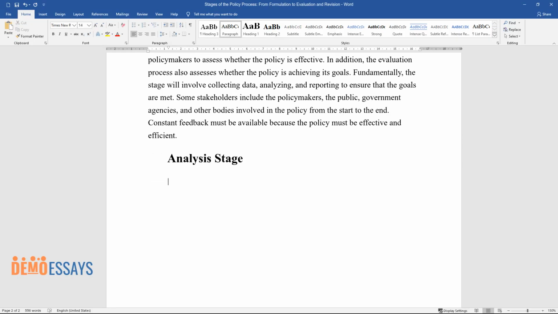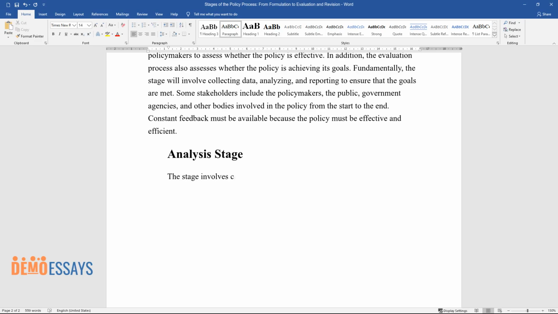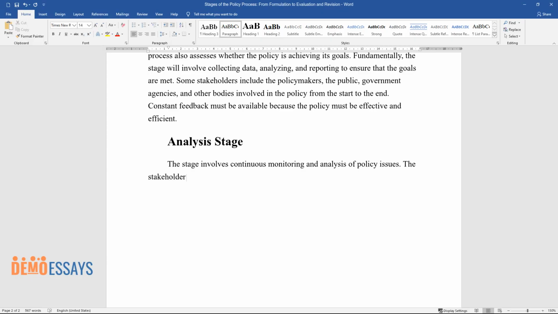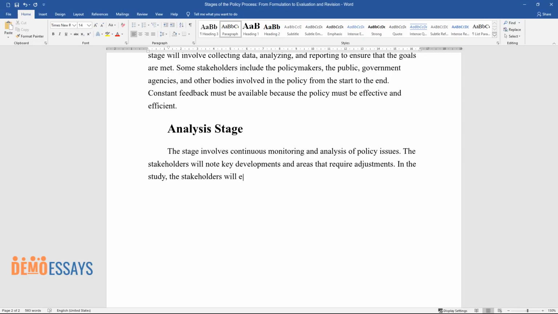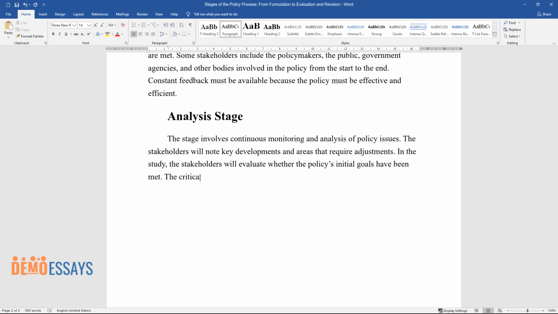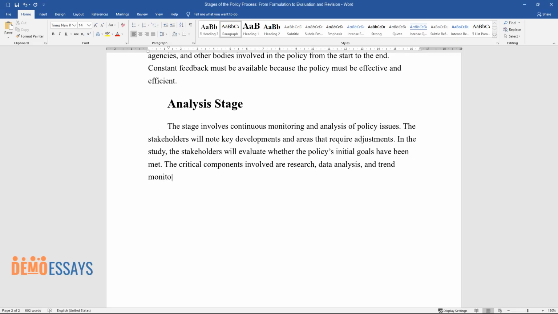Analysis stage. The stage involves continuous monitoring and analysis of policy issues. The stakeholders will note key developments in areas that require adjustments. In the study, the stakeholders will evaluate whether the policy's initial goals have been met. The critical components involved are research, data analysis, and trend monitoring.